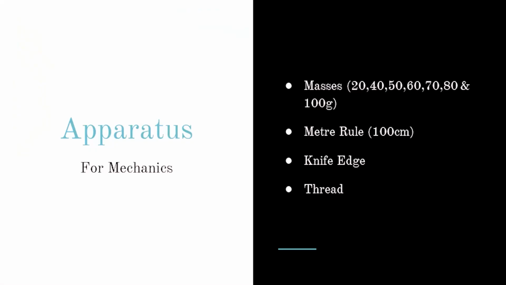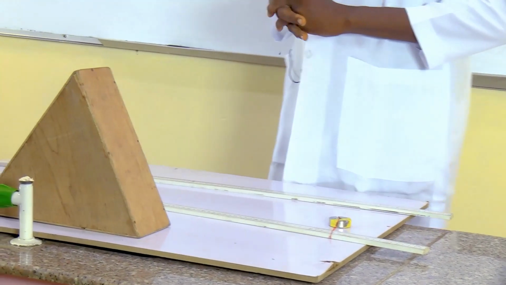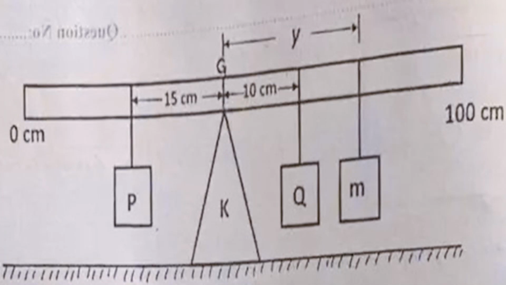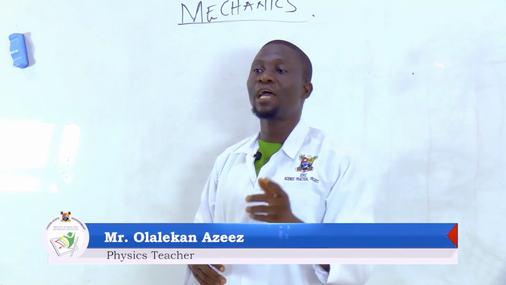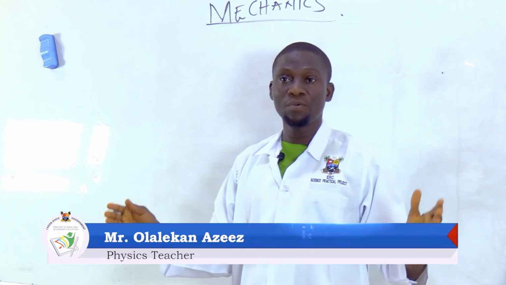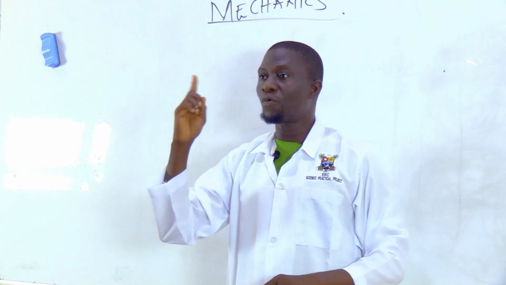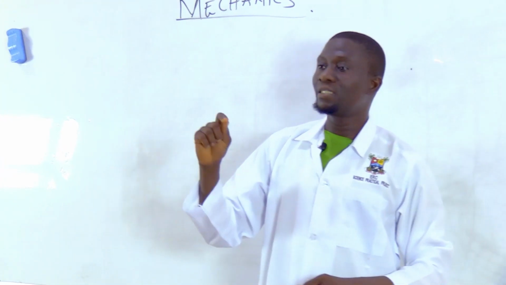Now, what do we have today? We are going to set up the apparatus based on the diagram displayed. The diagram displayed on the screen has an unknown mass, P, to your left, 15 centimeter from the center of the ruler. Another unknown mass, Q, to the right, 10 centimeter from the center. And a variable mass, M, which you will be adjusting to ensure that you have equilibrium when you set up the apparatus. But before you do that, the first thing you are going to do is to discover the center of gravity of the ruler, where the weight acts.